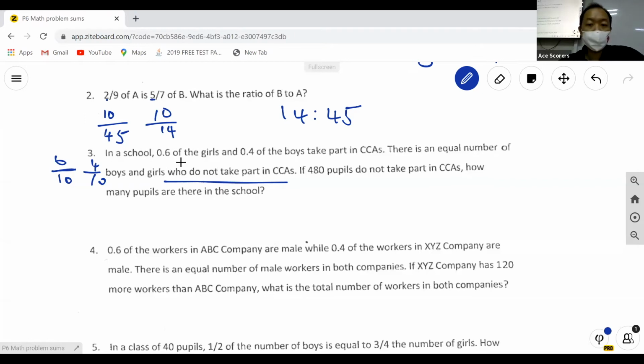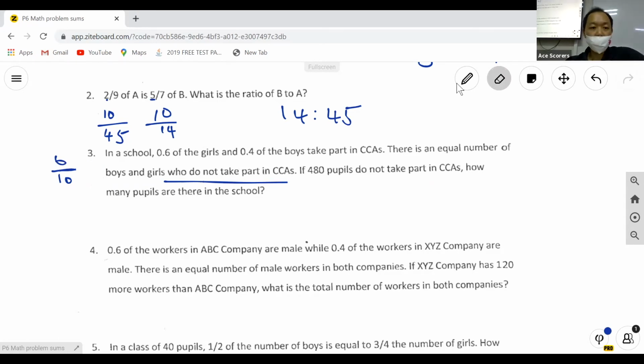So there is an equal number of boys and girls who do not take part. When they say equal number of boys and girls, are they referring to the numerator or denominator? Yeah, it's the numerator, right? But they're asking about who do not take part, no? 0.6 of girls take part. Now, if 0.6 take part, how many of the girls don't take part? 0.4, right? So I'm just gonna write it out again.